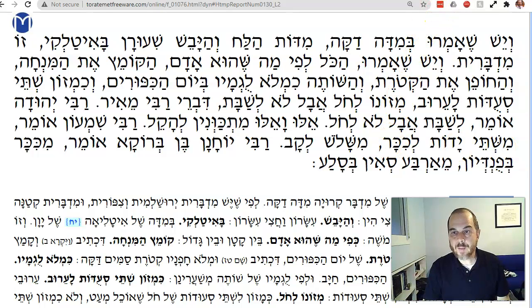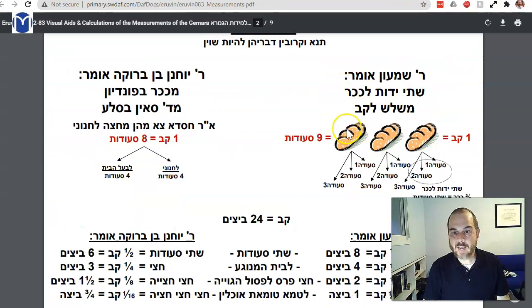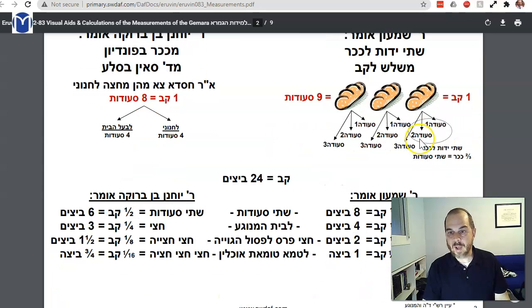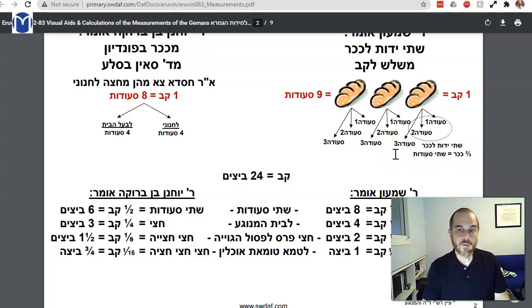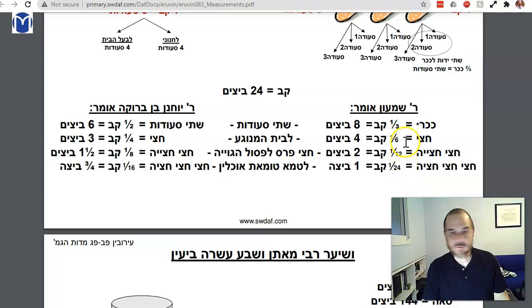I'm pretty sure Rabbi Wolf has that picture here. Shtei adot mikikar kikar lakav. 1 kav is 9 seudot. Why? Okay, you say shtei adot, 2/3 of kikar is 2 seudot. So how much is that? So he figures it out. Okay, shtei adot, a kav is 24 beitzim. So shtei adot kikar, you'll figure it out, is 5 1/3 beitzim.